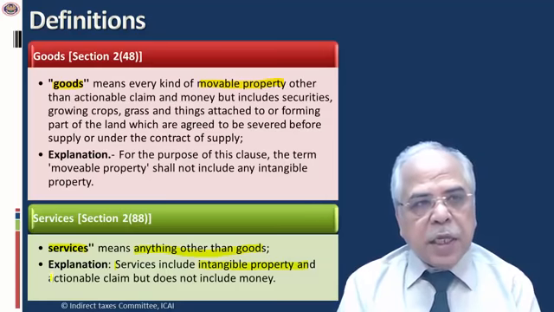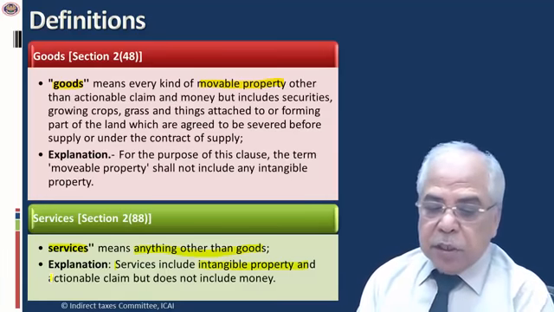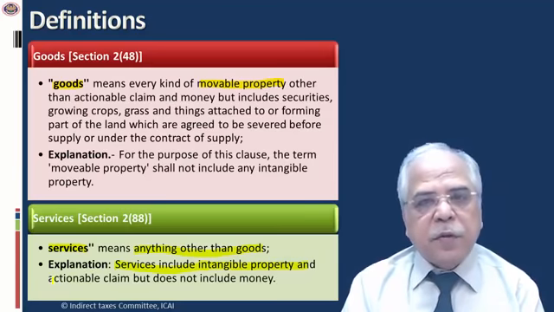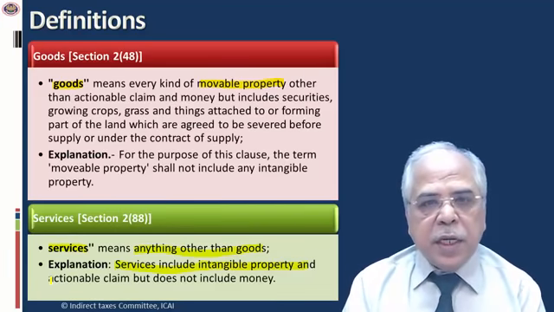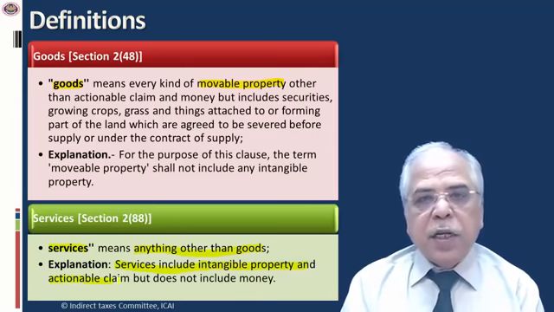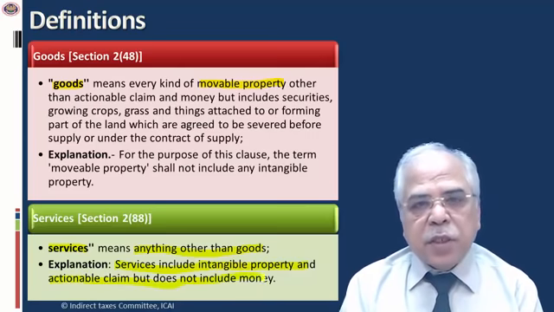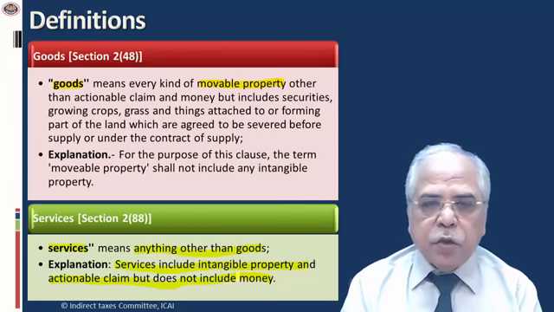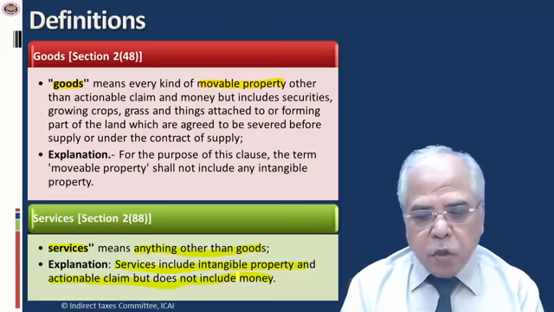And then the explanation is equally important as in the case of goods. Services include intangible property, because there was an exclusion provided from the definition of goods. So it is included in the term service, and actionable claim, but does not include money. Now, by including intangible property in the definition of service, it becomes absolutely clear that the rate which will be applicable on the supply of intangibles, though they are goods, will be the rate which is applicable on services. This is an important thing to be noticed.